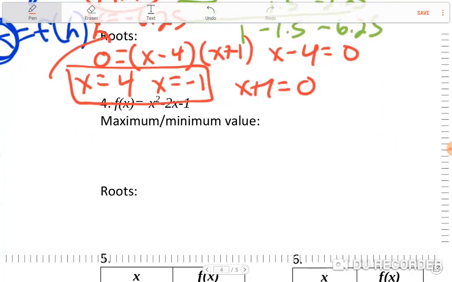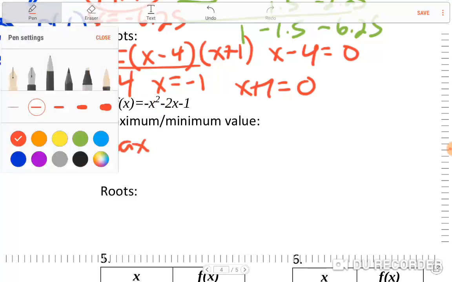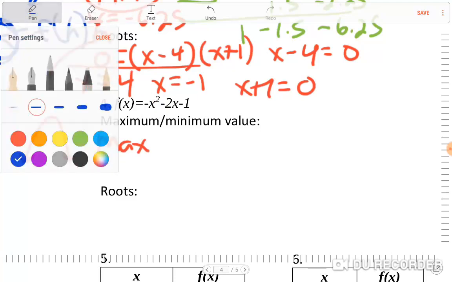The next one, which is also a function. Okay. Now here I see that this has a -a, so I know that this is a downward facing parabola, which means I'm going to have a max. Just got to figure out where that max is going to be. So in order to do that, I got to first solve for h. H is going to be -b over 2a.